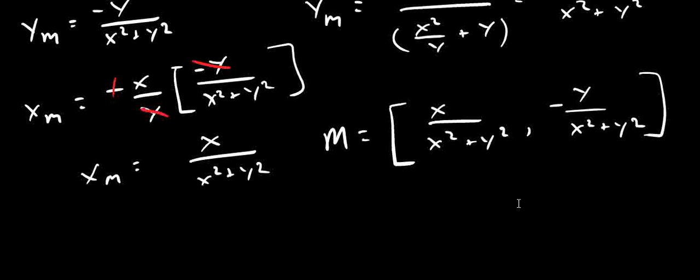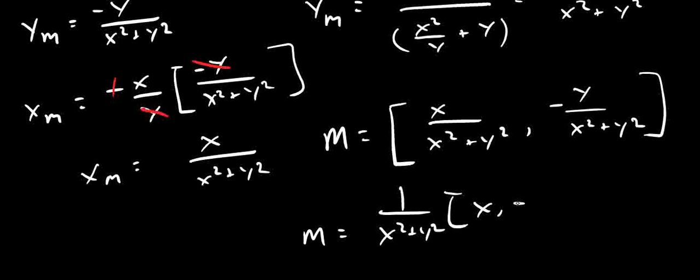And so obviously they have a common factor that can be brought outside. So this looks a little bit simpler. So the multiplicative inverse is equal to 1 over x squared plus y squared times x, comma, minus y. All right. And so let's see if there's any more to this section. I think this right here is going to be a great place to stop.